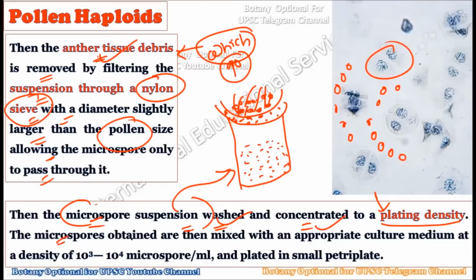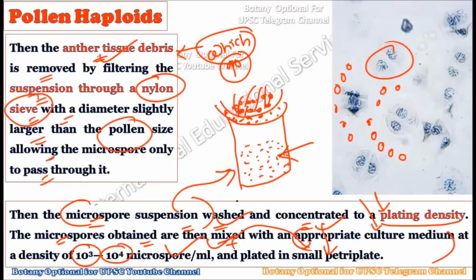After that, the microspores obtained are mixed with the appropriate culture medium. Okay, whatever microspores are there will now be placed on the culture medium, at a density of 10 to the power 3 to 10 to the power 4 microspores per ml, and then we have to transfer them to small petri plates. Okay, so on the appropriate culture medium we should plant all these microspores, and they should be placed on the small petri plates, so that they can grow easily on these petri plates which contain the nutrient medium.